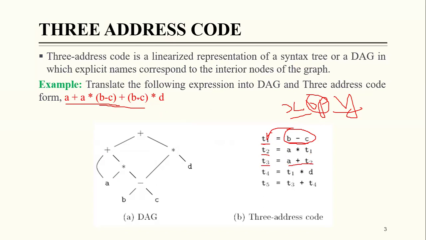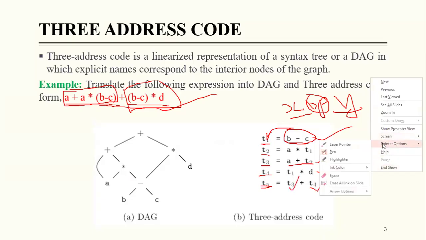And next we have another sub-expression, that is b minus c star d. The b minus c is already stored in t1. So t1 star d is stored in the new temporary variable called t4. And next we have to add this sub-expression and this sub-expression, right? This will be stored in t3 and this will be stored in t4. So finally the temporary variable t5 will store t3 plus t4, right?